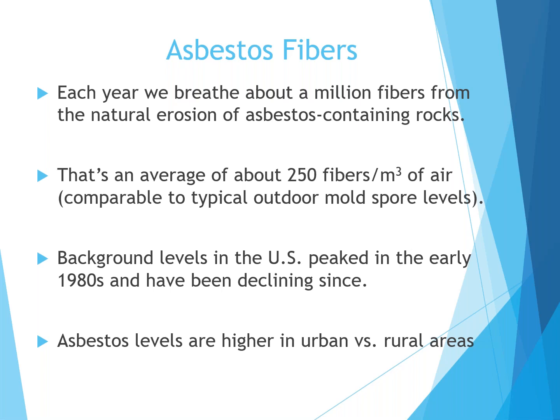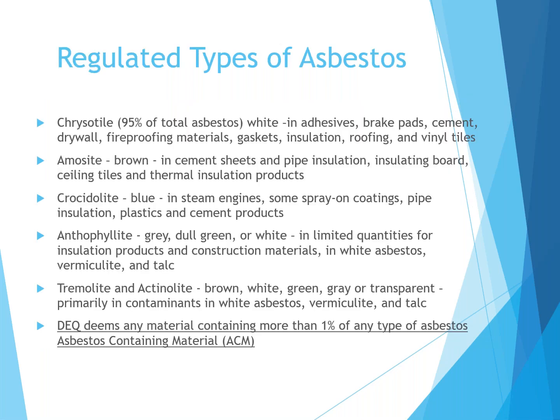Asbestos levels are also higher in urban areas versus rural areas. That will likely make sense because it's predominantly in building materials. There's going to be more buildings in urban areas than there are in rural areas. So regulated types of asbestos, again, bear with us as we get through the science here. Chrysotile is 95% of total asbestos.